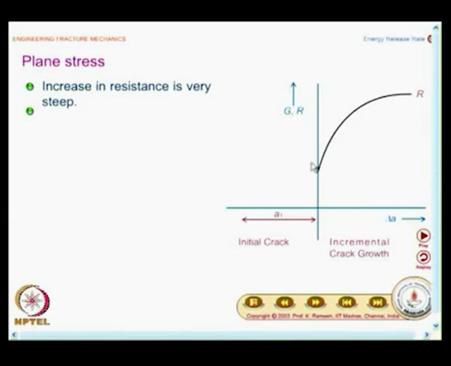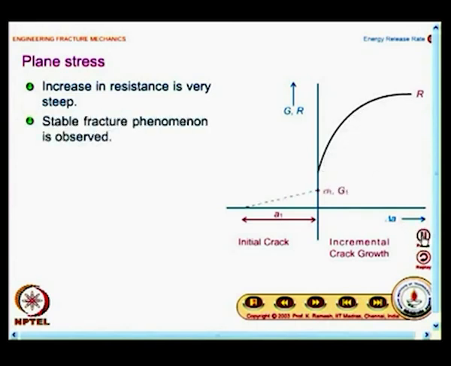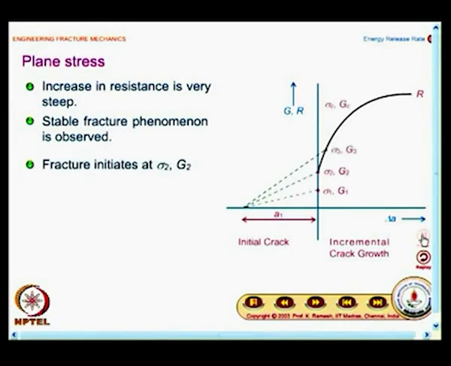And we have looked at two extreme cases of specimen thickness. In the case of plane strain, where the thickness is very large, the variation of R was slightly shallow. The moment you come to a thin specimen, which is in plane stress, we saw that the R curve was very steep like this. This has helped in understanding a very important concept, that you could have what is known as stable fracture.